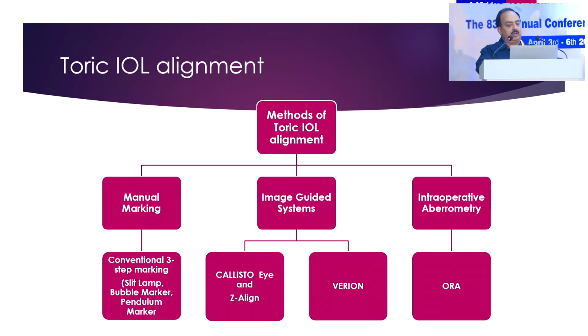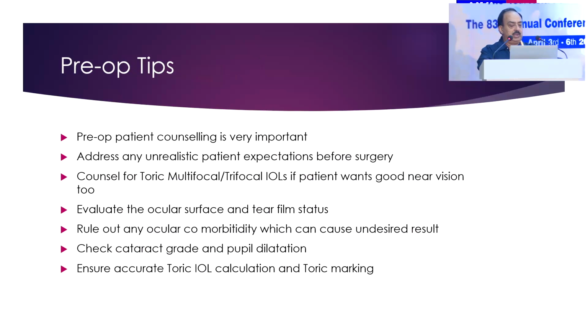So coming to toric IOL alignment, the methods are manual marking, we all know bubble marker and pendulum marker. Then image guided systems are there, Verion and Callisto, and intraoperative aberrometry, ORA, I have already talked about. Coming to pre-op tips, pre-op patient counseling is important, and address any unrealistic patient expectations. Always counsel for higher end lenses like multifocal, trifocal. Nowadays we have lenses like Pure C and all. We are getting very good results, though the near vision is not N6 with that.